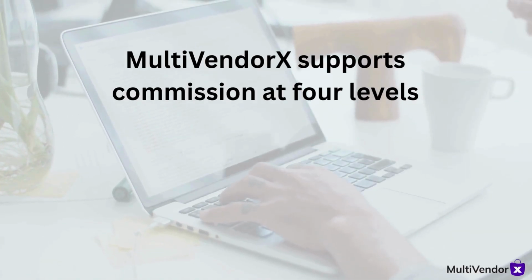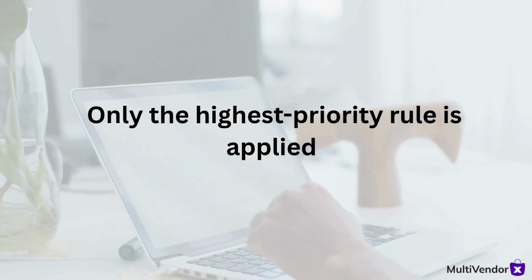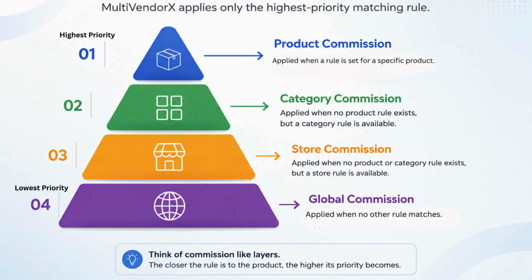Commission priority. Multi-Vendor X supports commission at 4 levels: global, store, category, and product. When multiple commission rules exist, only the highest priority rule is applied. First priority goes to product, second, category, third, store, and fourth, global.